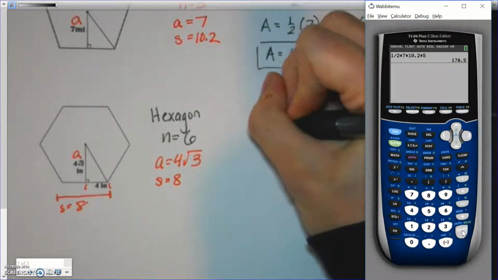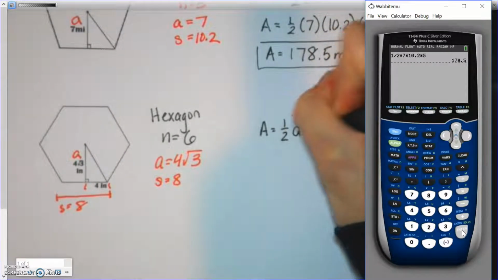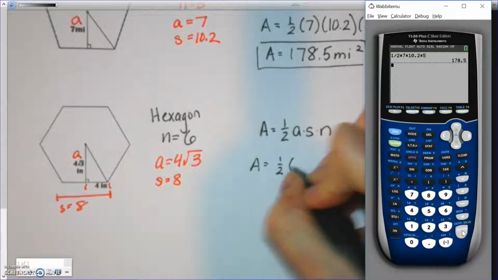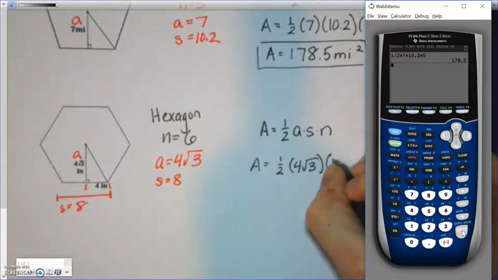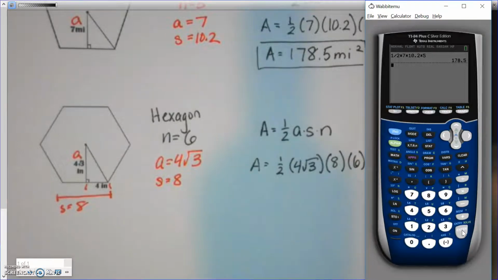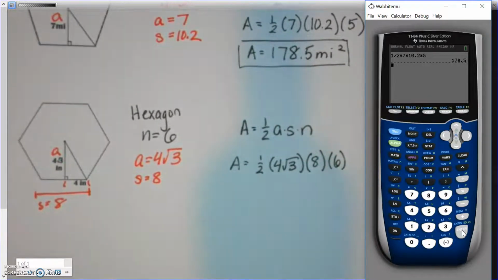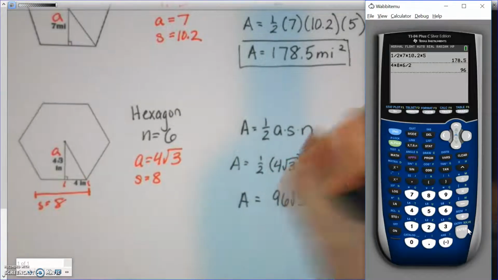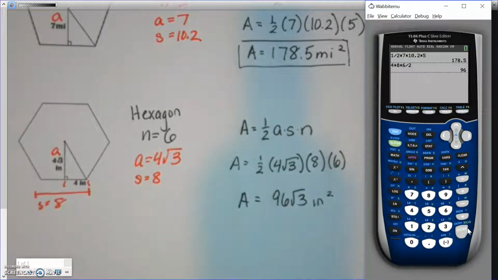So I can calculate my area. It's 1/2 A times S times n. So that's going to be 1/2 times 4 root 3 times 8 times 6. And because I'm doing this, I'm going to leave my answer exact. I'm going to do 4 times 8 times 6 divided by 2. And so our area is 96 square root of 3 square inches. You notice I just didn't put the root 3 into my calculator because I wanted to leave this answer in exact terms.